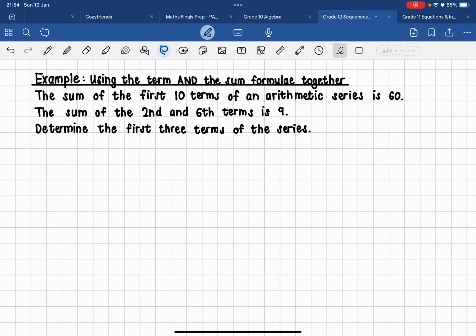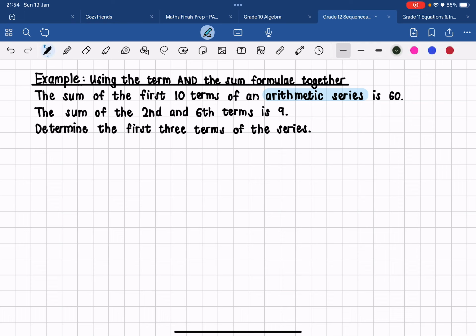Alright, we are going to be doing an example here where we are going to use the term and the sum formula together. So for this question, if you read through it, you will see that it's talking about an arithmetic series. So they're saying the sum of the first 10 terms of an arithmetic series is 60, and then they're saying the sum of the second and sixth terms is 9.